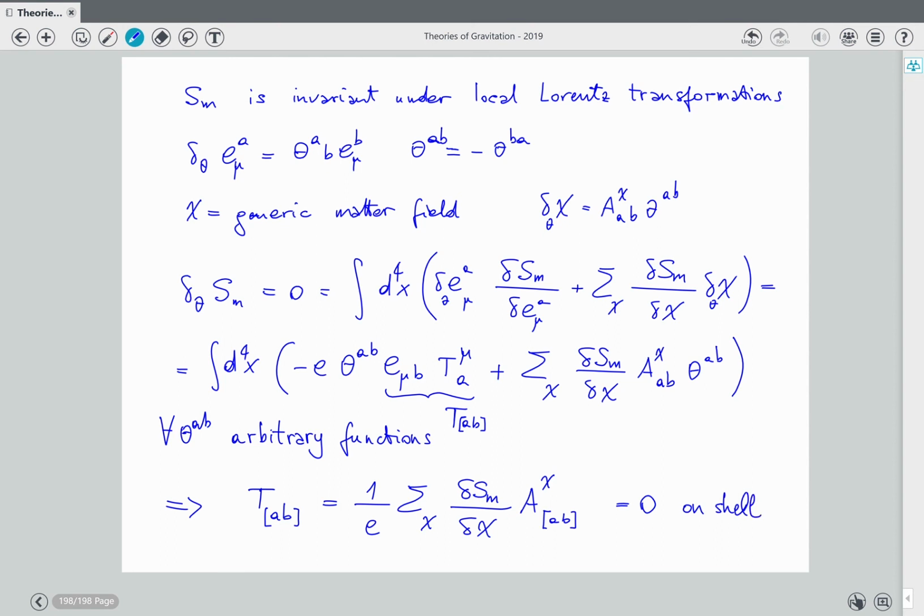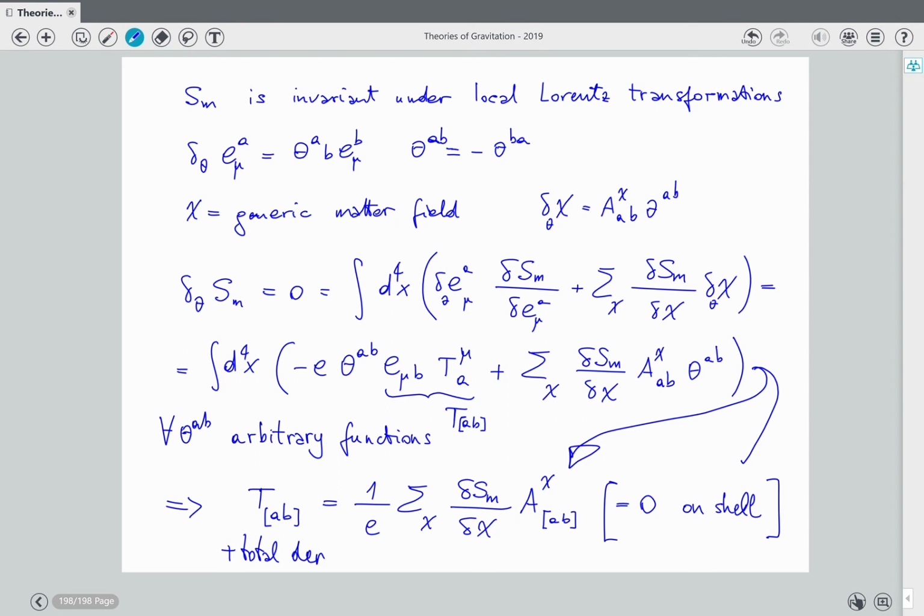Now, we have used the fact that theta_{AB} was a function of x, because when we want to go from here to here, so this is in parentheses, we want to drop theta. What happens when theta is not an arbitrary function, but just an arbitrary matrix of constants? That in addition, you may have to have a total derivative here.